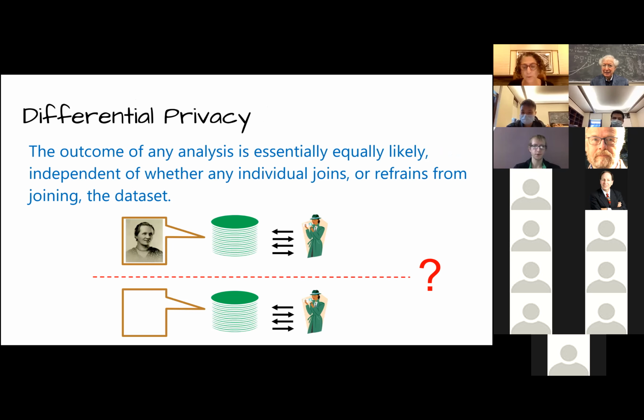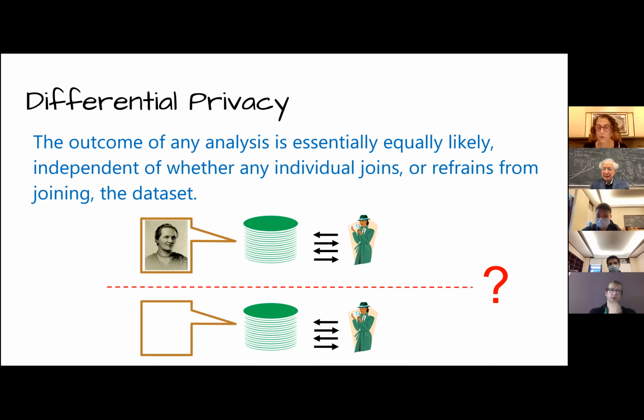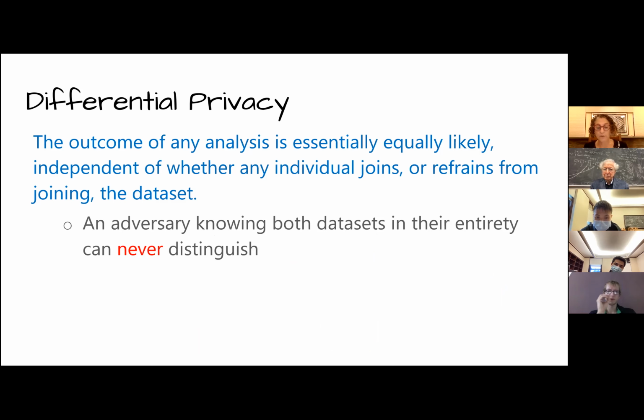So in fact, we're even going to guarantee that if an analyst knows both the data set that includes Payne and the data set without Payne, so these are two data sets that are almost identical, only the one above the line has one more person in it, and that's Payne. And even if the analyst knows all of her data and all of the data of everybody else, we're going to actually ensure that the analyst can't tell which is the real database that's being used to answer the queries. And if the analyst can't even tell, even when the analyst knows these things, then clearly nothing is being leaked when the analyst doesn't know these things about Payne. So an adversary knowing both data sets in their entirety will never be able to distinguish.